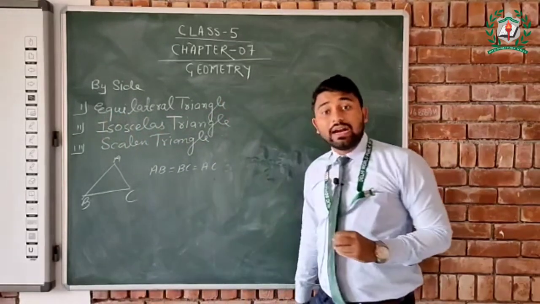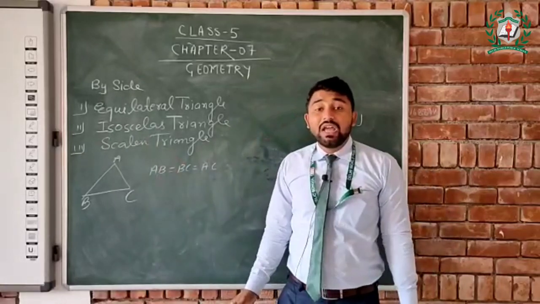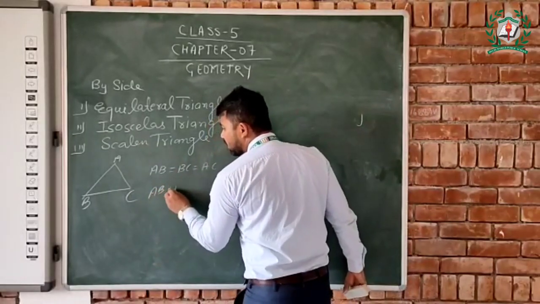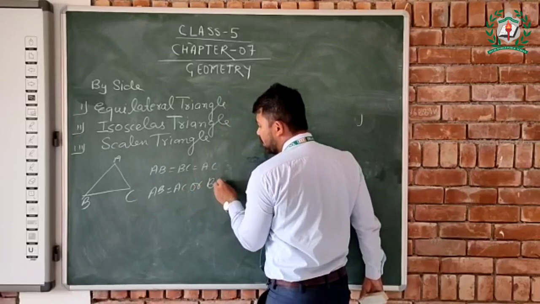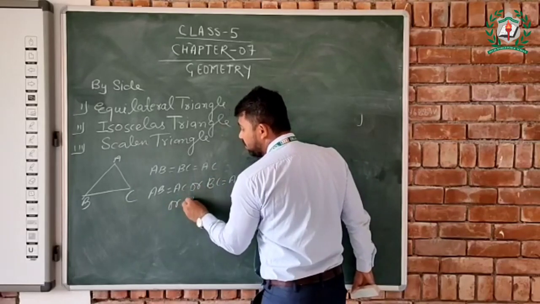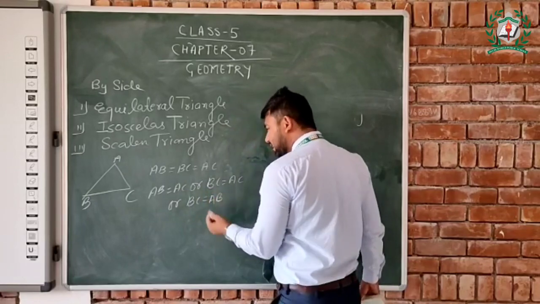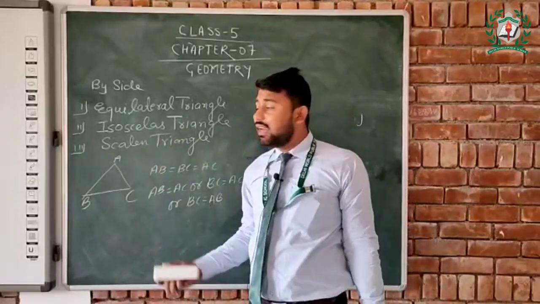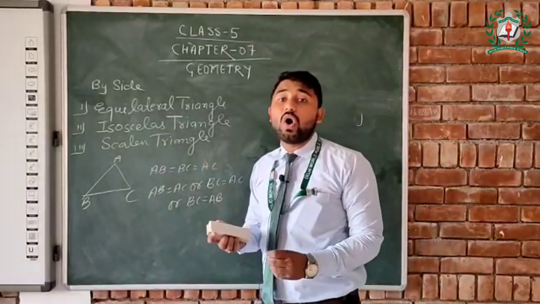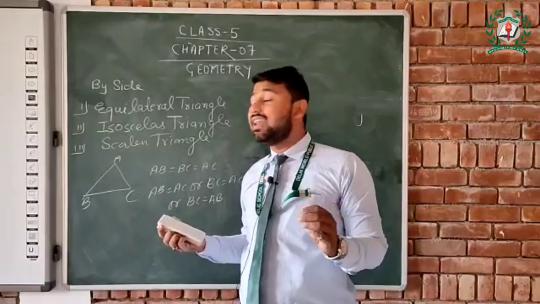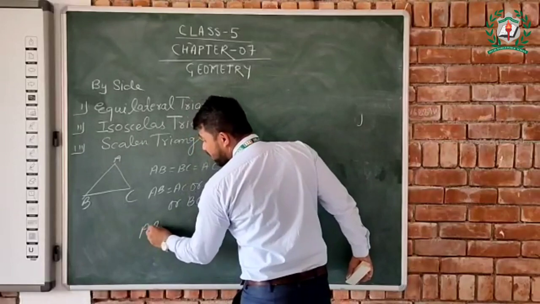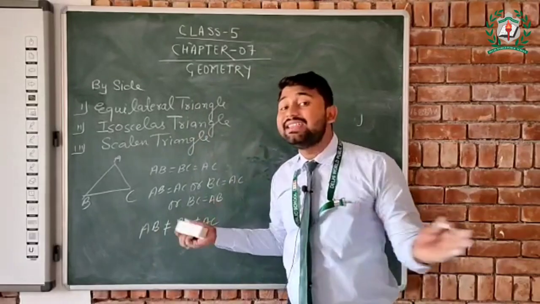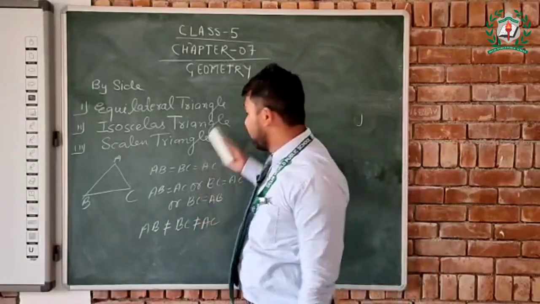What is an isosceles triangle? A triangle which has any two sides equal. It can be AB equal to AC, or BC equal to AC, or BC equal to AB. Any two sides are equal. And the next one is the scalene triangle: a triangle in which all sides are not equal, meaning AB is not equal to BC is not equal to AC.